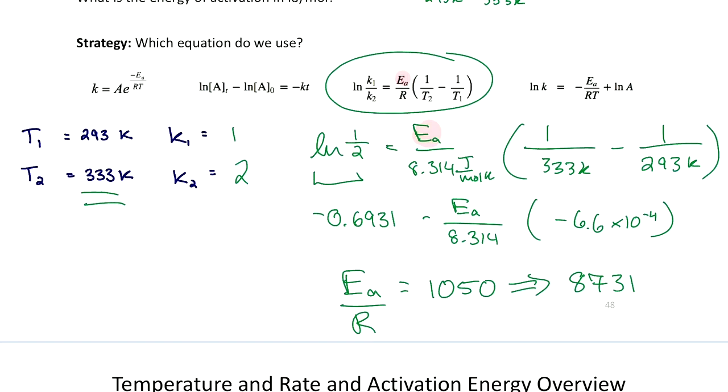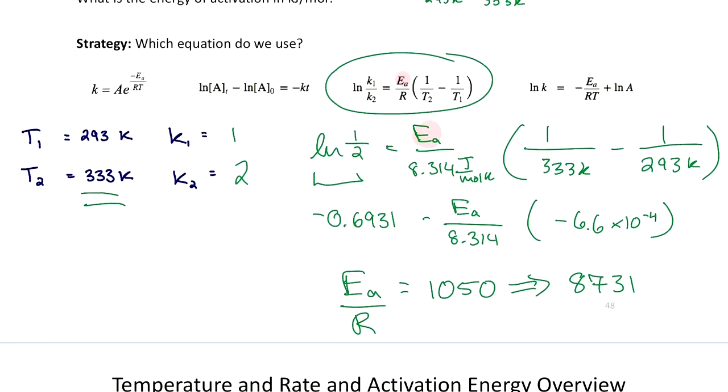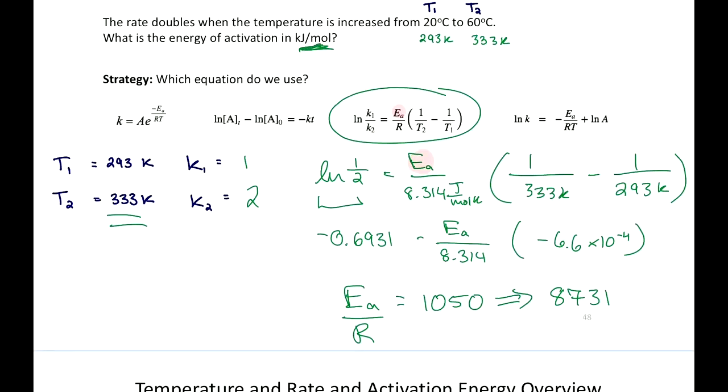Multiplying both sides by R, we get a value of 8,731. So the small detail here is what is the activation energy unit? I asked you to give me the activation energy in the units kilojoule per mole. Is this value that we just plugged and chugged into our calculator, is that in the unit of kilojoules per mole?